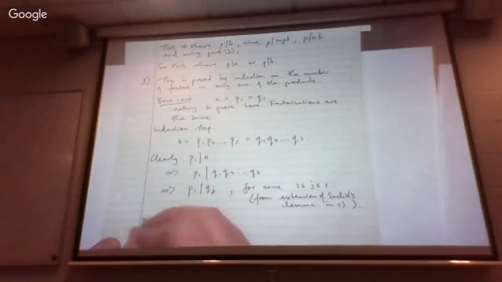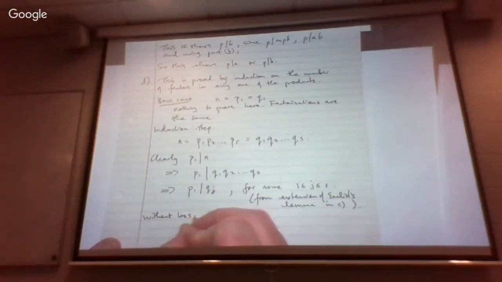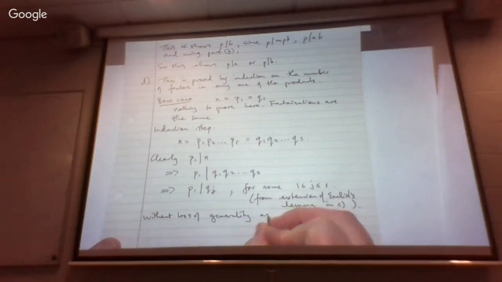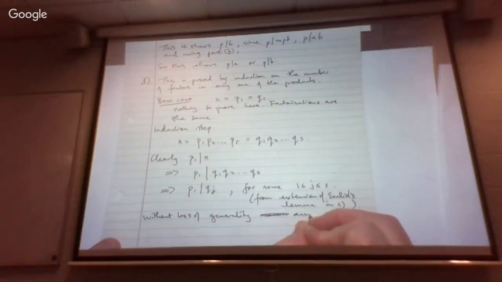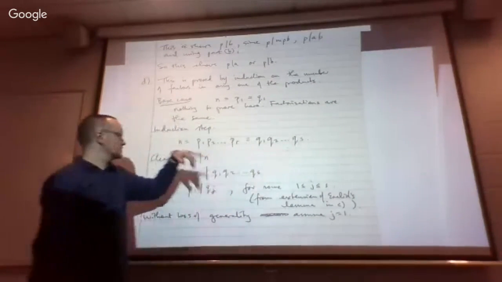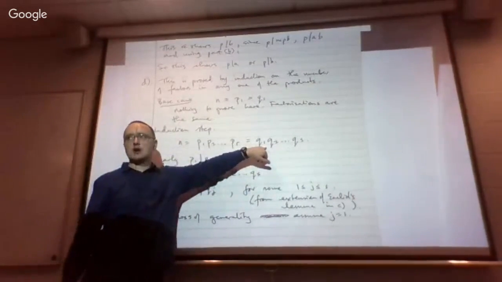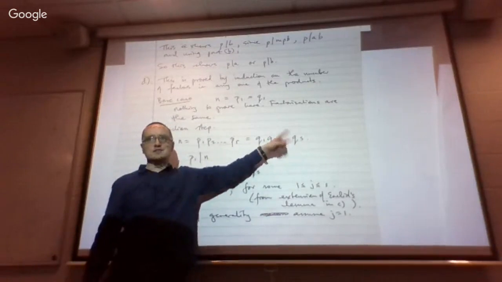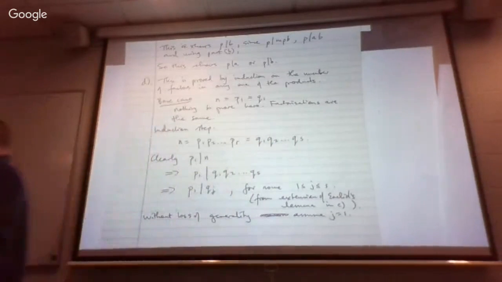Without loss of generality, we can assume j equals 1. If need be, we can just relabel these factors over here. So just assume that this P1 is equal to the Q1. Move things around if the P1 is in the middle somewhere. Bring it out to the front.